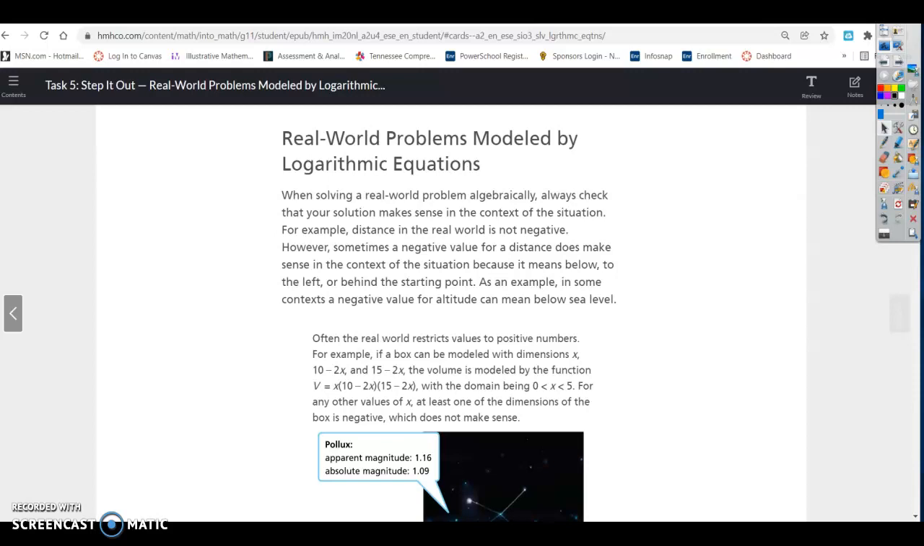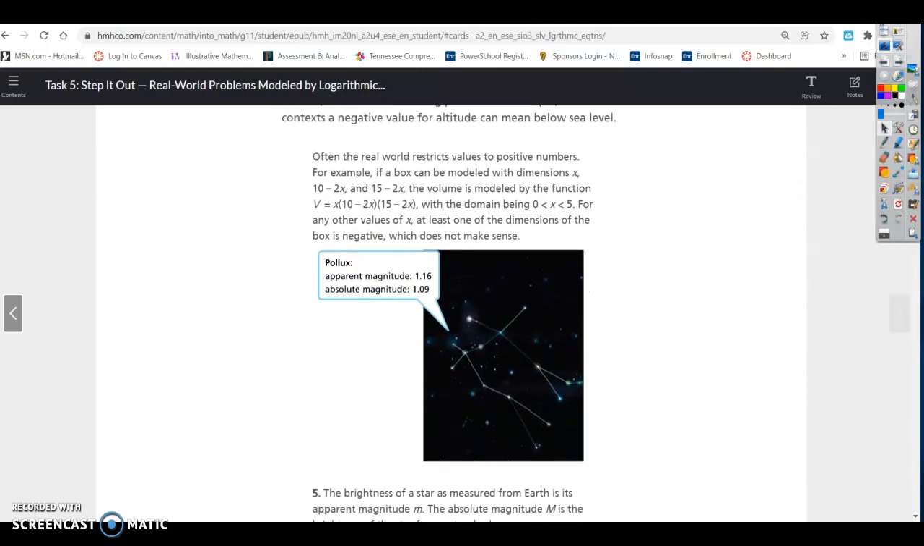However, sometimes a negative value for a distance does make sense in the context of the situation because it means below, to the left, or behind the starting point. An example, in some contexts, a negative value for altitude can mean below sea level. Often the real world restricts values to positive numbers.